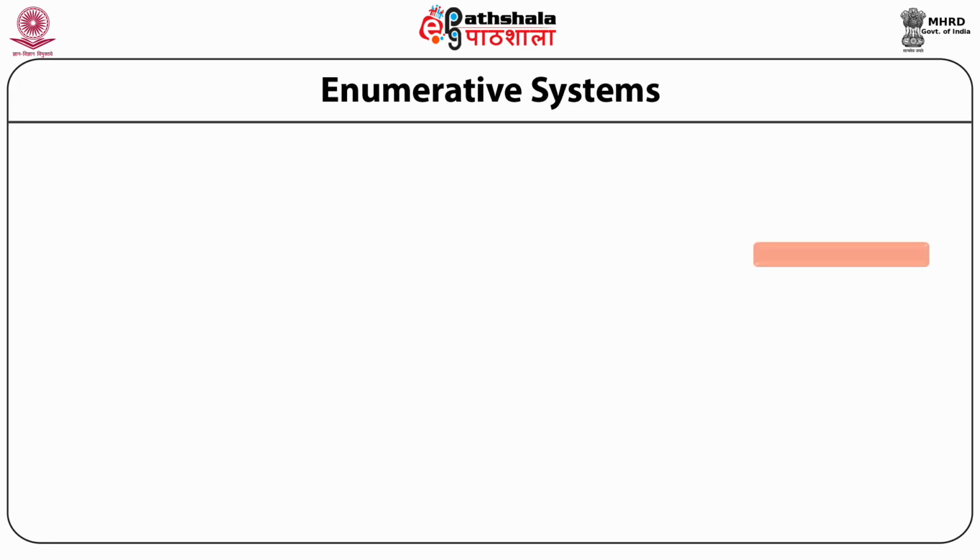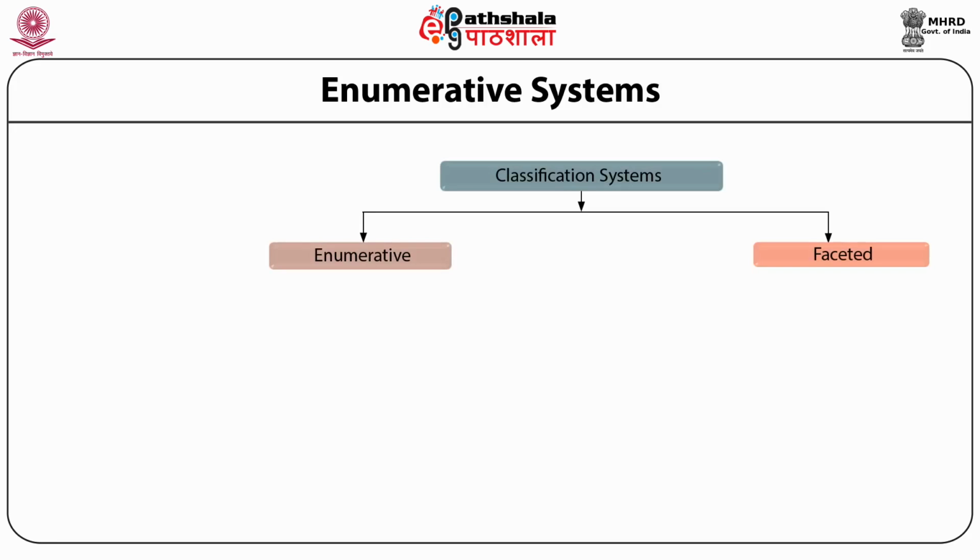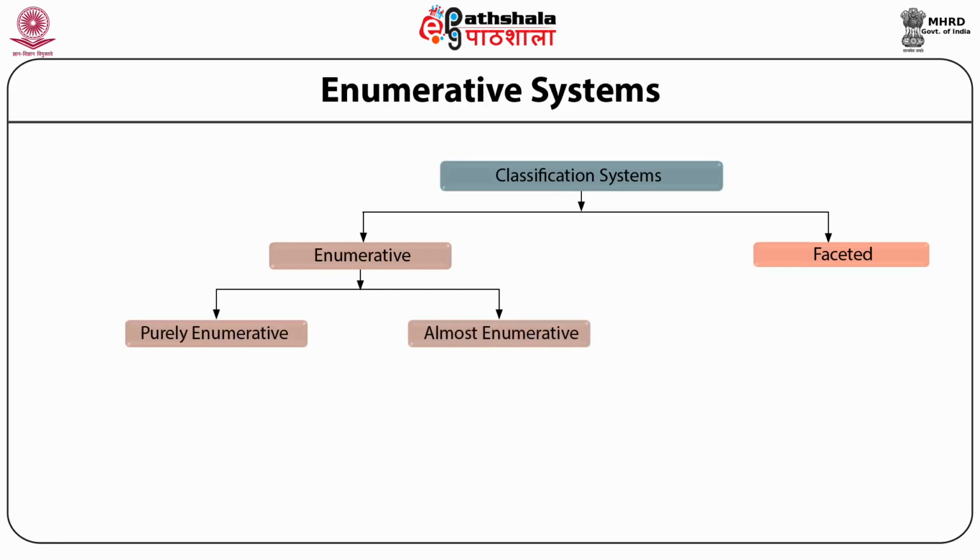Ranganathan's views on the evolution of species of library classification can be represented by this diagram. And this diagram clearly shows that of library classification there are 2 species broadly, enumerative and faceted. Then among the enumerative, Ranganathan divided them into 2 kinds, that is purely enumerative and almost enumerative. Among the purely enumerative, we still have some examples, that is Library of Congress classification and Writers' International Classification. And almost enumerative, you can say that DDC is almost enumerative, though there is some synthesis. Then the second species is faceted classification.